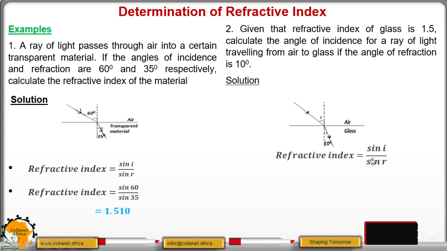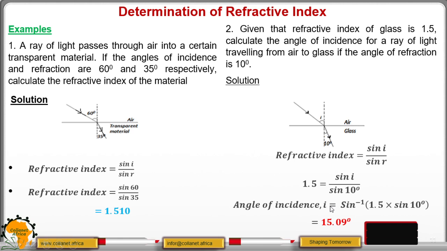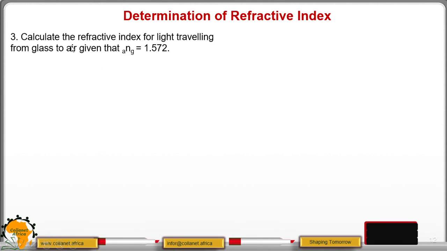So we have that the refractive index by definition is sine i over sine r. So therefore 1.5 is equal to sine i over sine 10, and that will give us that the angle of incidence i will be the sine inverse of 1.5 multiplied by sine of 10 degrees. And when you key this in your calculator, you find that the angle is 15.09 degrees. This will be the angle of incidence. Then from there, we move to our third example.